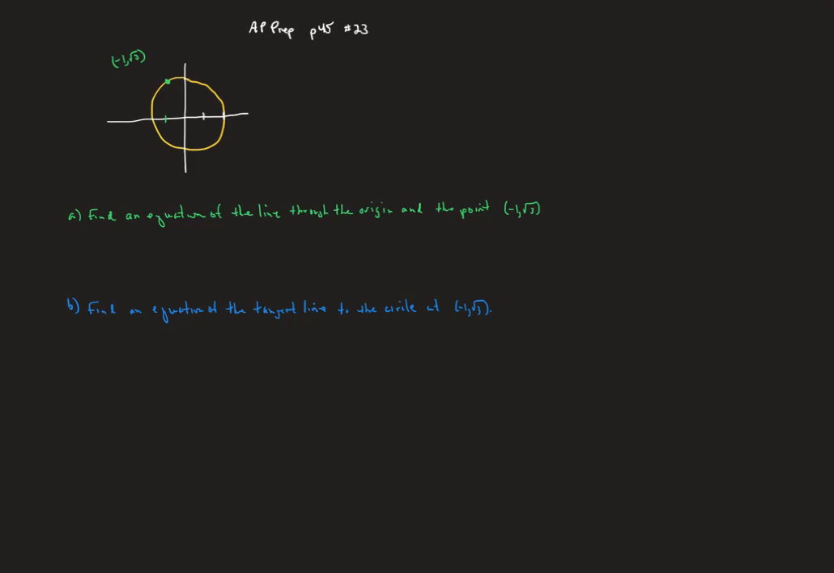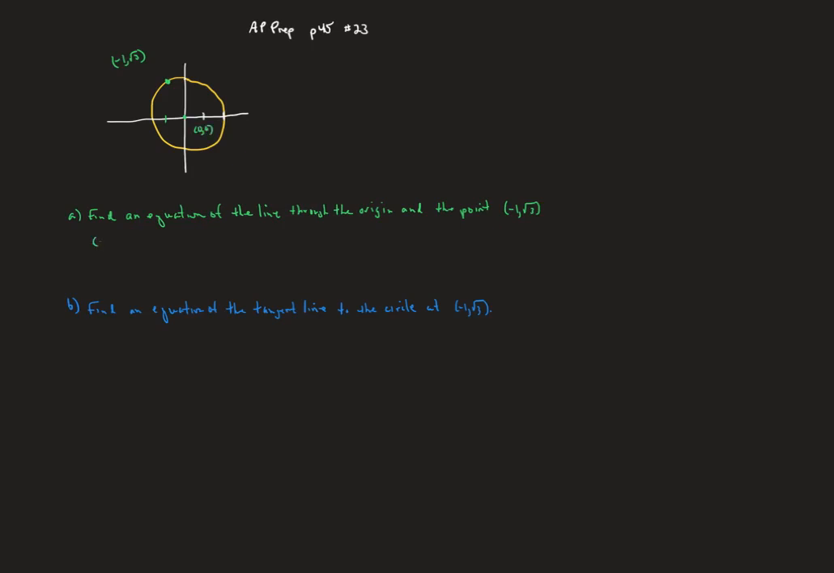We're talking about a problem on page 45 in section 1.5, number 23. The problem tells us that we have a circle of radius 2 centered at the origin, and there's a point on the circle at (-1, √3). Part A asks us to find an equation of the line through the origin and that point (-1, √3). So we know the origin has coordinates (0, 0).